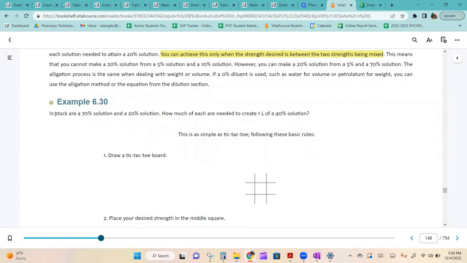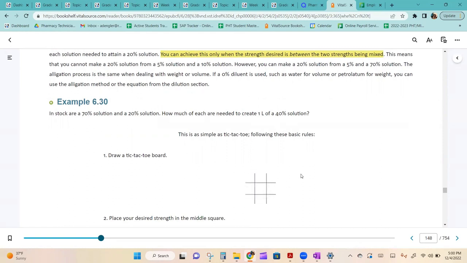So in stock are a 70% solution and a 20% solution. How much of each are needed to create 1 liter of a 40% solution? A good indication that you're going to be doing an alligation versus a dilution problem is there is going to be 3 percentages in your problem, whereas the other one might only have 1 or 2 at the very most.